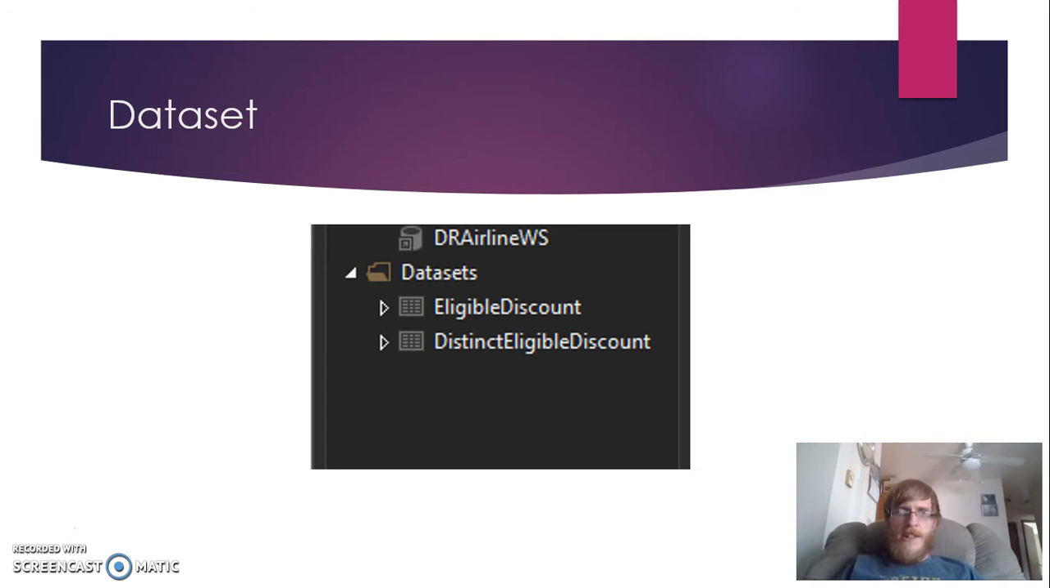I ended up making two data sets. One was the eligible discount and the other the distinct eligible discount. For the eligible discount I used passenger first name, passenger last name, accumulated miles from the mileage table, and then what discount they would receive based off of the accumulated miles. And then I used the distinct eligible discount so that I could set up a parameter to sort by the eligible discount, so you could see, by each discount, which passenger had accumulated what discount.